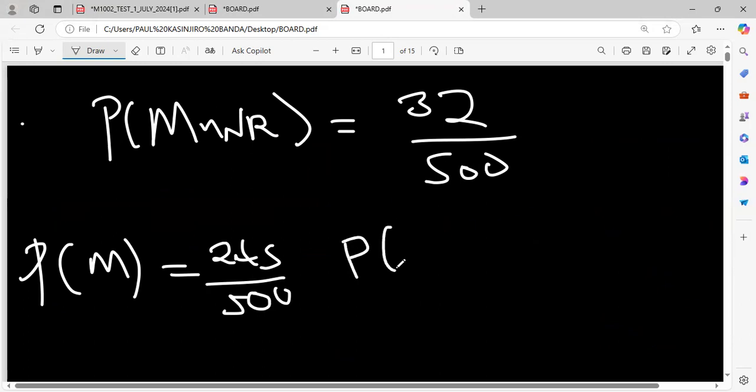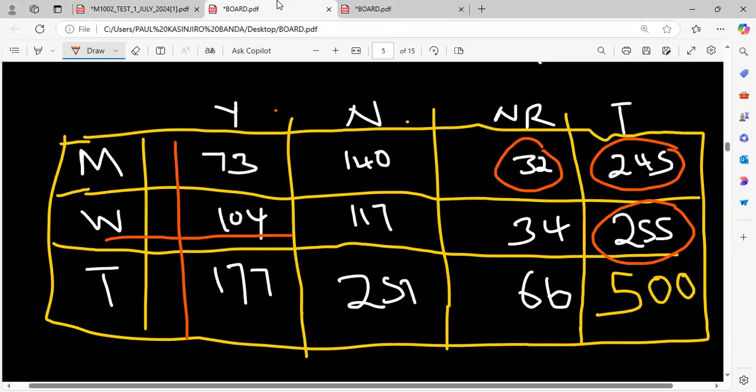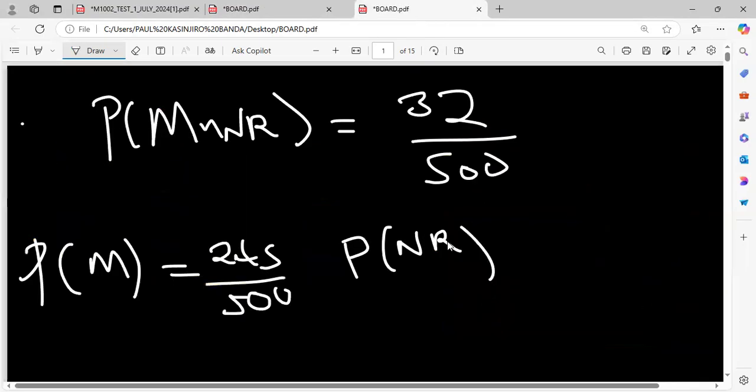And then what is the probability of no response? We're going to get the total for those who did not respond. So this one here is the no response part. The total for no response was 66. So to find the probability of no response, we divide this 66 by 500.